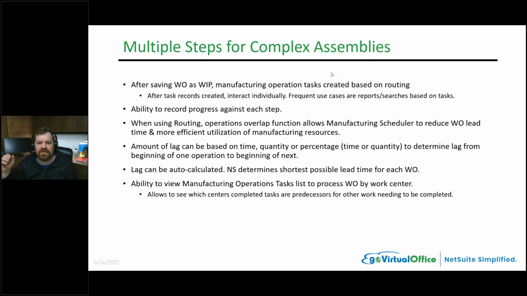That lag, you can do it based on quantity, time, percentage. It's really specific to what you want to do. Or if you don't have anything, you can also allow lag to be auto-calculated. So NetSuite is going to do that by just basically figuring out what's the shortest possible lead time for each work order. You also have the ability to then view the individual operational task list by a specific work center. And again, I mentioned that before, that is essentially each step along the way, they can get a filtered list of what their tasks are that they need to do next.